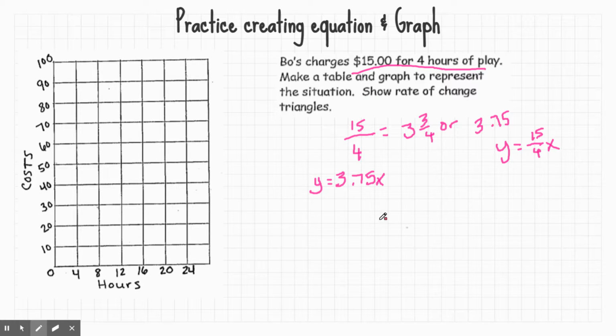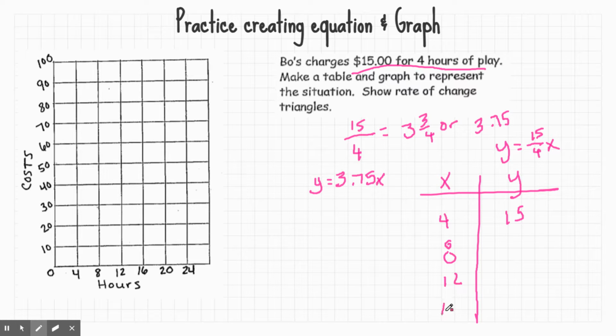Now I need to graph it. So I'm going to create a table. Okay, so there's my x, there's my y. My x is going to be hours, my y is going to be my cost. I already know for 4 hours, it's going to cost me $15. Since my labeling down here is by 4, 8, 12, that's what I'm going to do for my x's. I'm going to do 4, 8, 12, and 16.